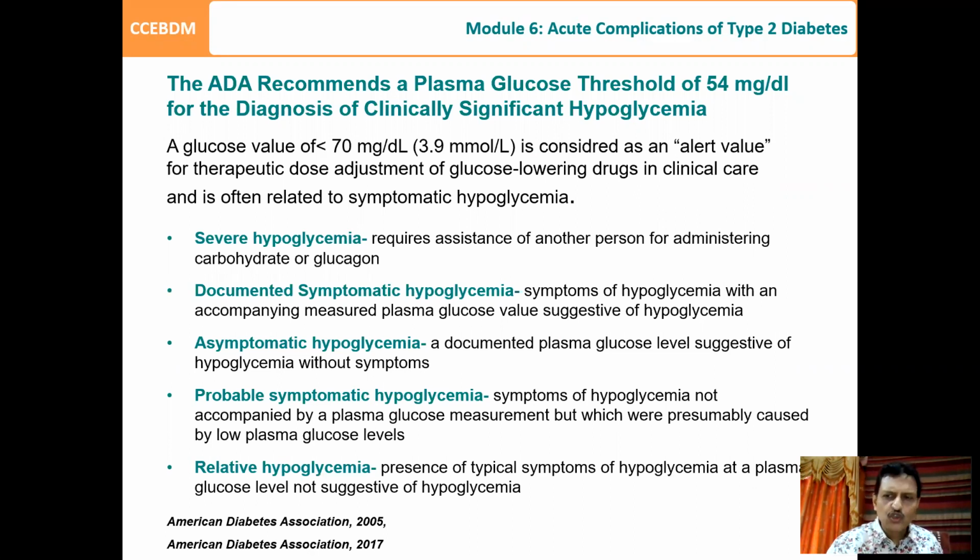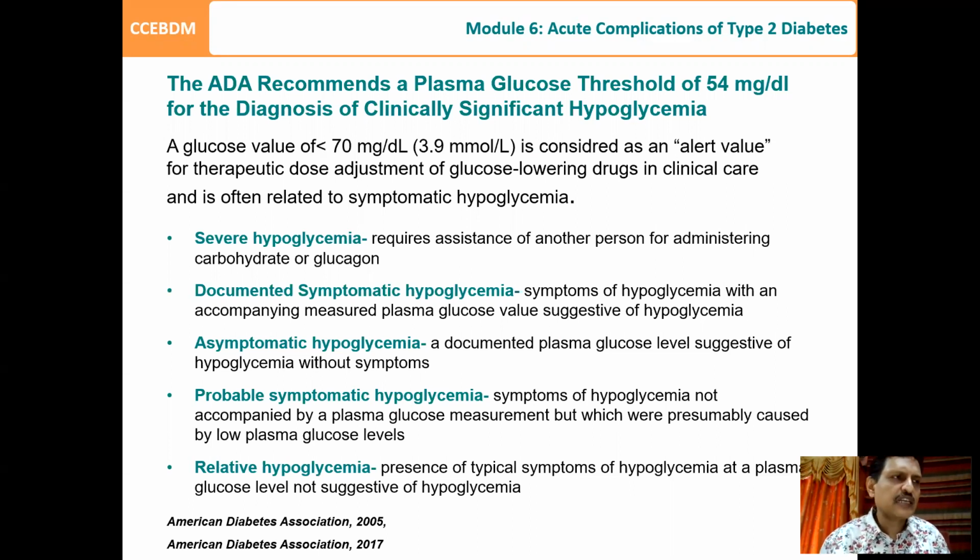And the patient consumed some carbohydrate and the hypoglycemia disappeared. So this is probable symptomatic hypoglycemia, because the patient has not measured, so we cannot say that it is a documented hypoglycemia. So it is a probable symptomatic hypoglycemia.